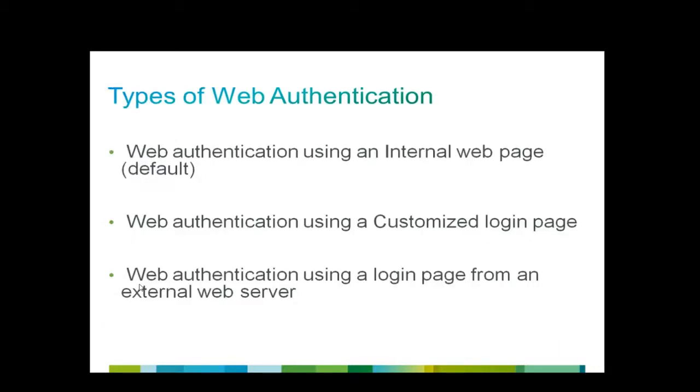There are three types of web authentication that can be configured on a Cisco wireless LAN controller. Internal web authentication, which is the default web authentication method and uses the internal web page on the controller for authentication. Web authentication can also be done using a customized login page that can be downloaded to the controller. And alternatively, web authentication can be done using a customized login page stored on an external web server.